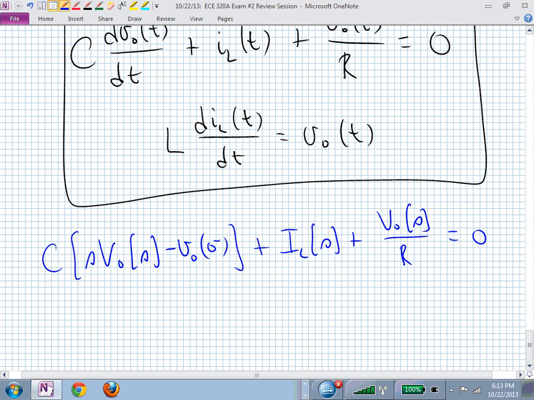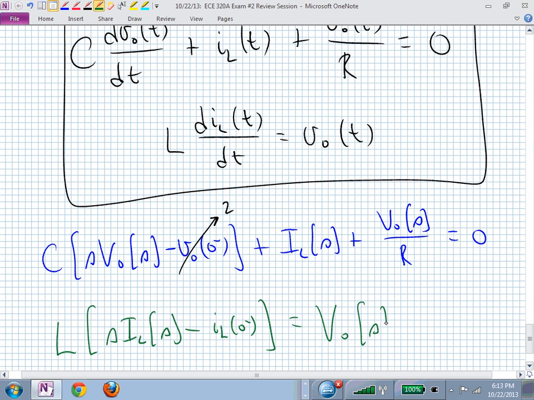And what did we calculate for the initial condition on the capacitor voltage? That was 2. So we are going to be able to replace this with a 2, aren't we? A number. Then for the second equation, if we Laplace transform that, we have L times s I sub L of s, minus I sub L of 0 minus, equaling V sub 0 of s. And what did we compute the inductor's current to be initially? That was 0. So that initial condition actually goes away.